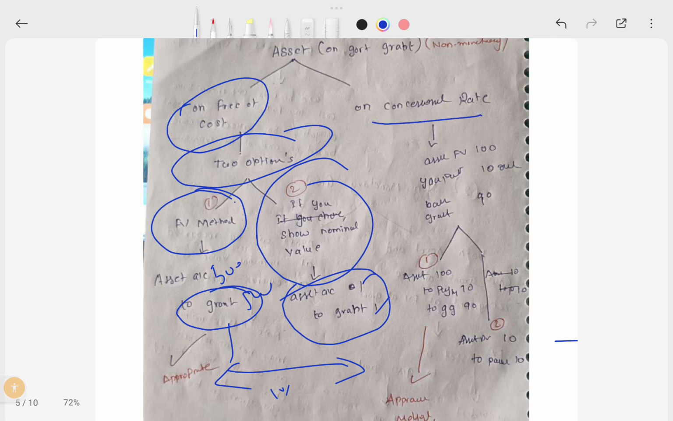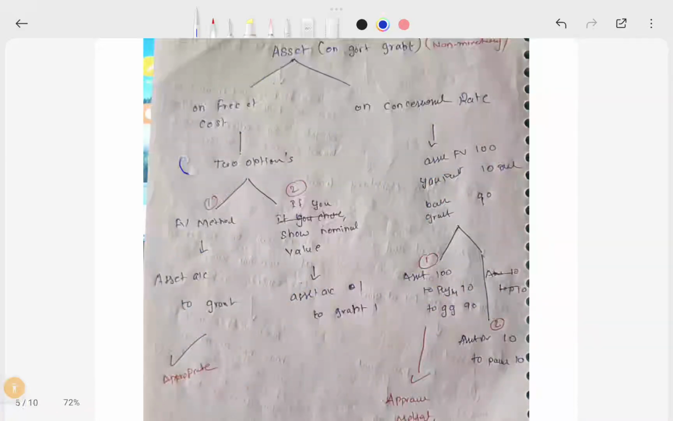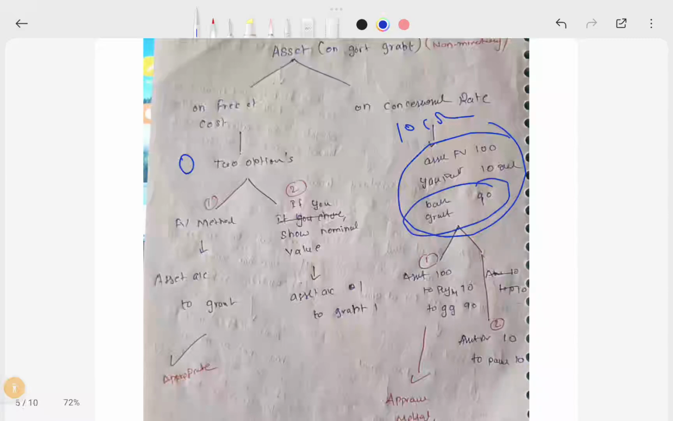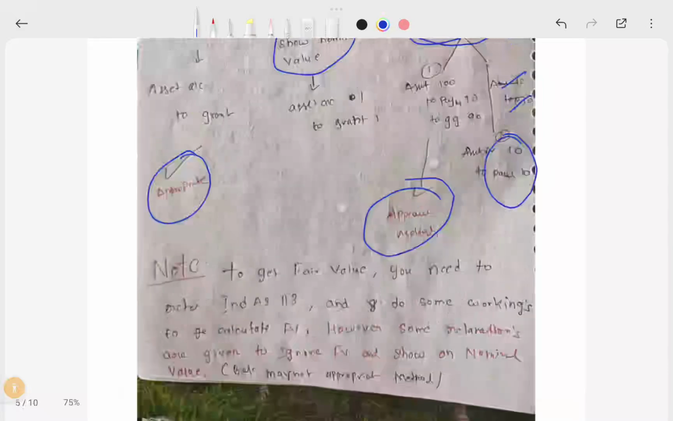If it is a concessional rate, say suppose asset value is 100 crores, but government asks you to pay only 10 crores. So if it is also a non-monetary grant, you pay 10 crores to the government, and they will give 100 crores value of the asset to you. So in that case, asset value 100, government grant 90, and you pay 10. So this is a normal calculation only, right? So instead of 0, you pay 10 crores here for 100 crores value. Then the balance 90 is the government grant. If you want to show the nominal value method, in this case you just show 10 crores only. Again, this is not an appropriate method as per IndAS 20.